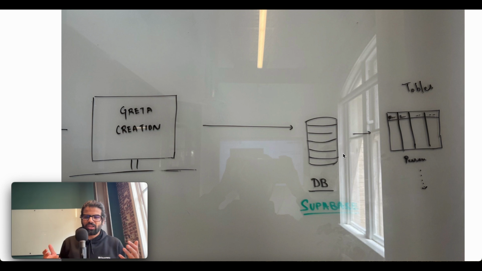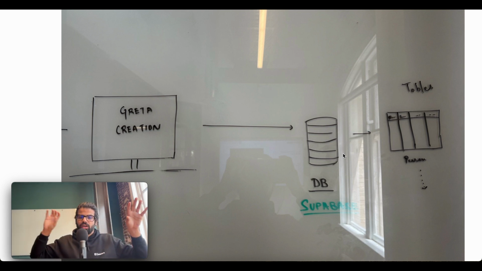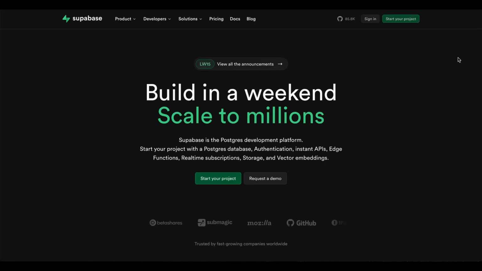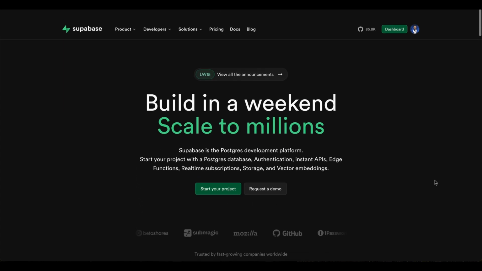You don't have to understand so deeply into these tables and stuff like that, because Greta takes care of table creation and the connection between the front end and the back end. But you need to understand that if your app needs a database, if it needs to store data, it needs Supabase. If you go to supabase.com here, this is open source as well, and they also have a good free tier which you can use.